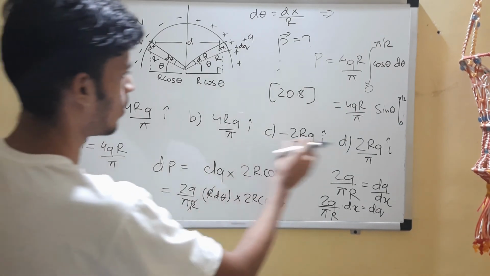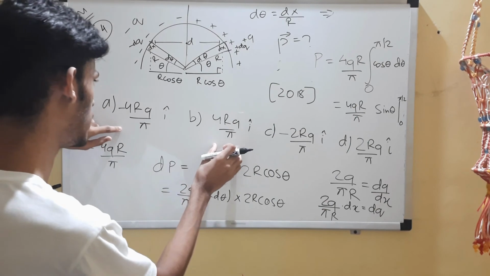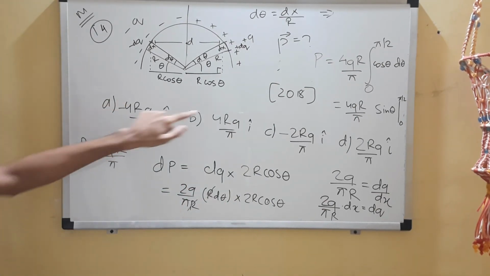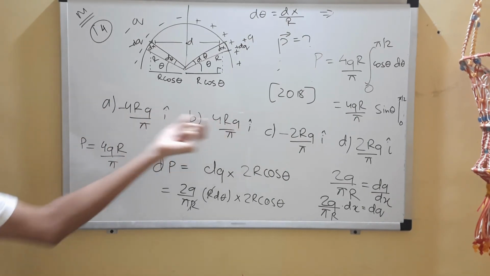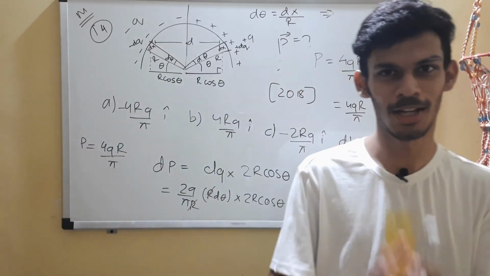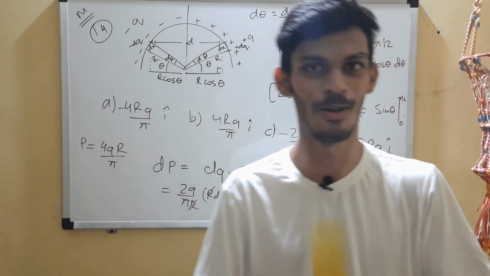First of all, you can see that option C and option D are incorrect. So either it's option A or option B, 4rq by pi. Is it along positive i cap or is it along negative i cap? That is the question. So can you see that? Do tell me in the comment section, mention the time and tell me in the comment section.